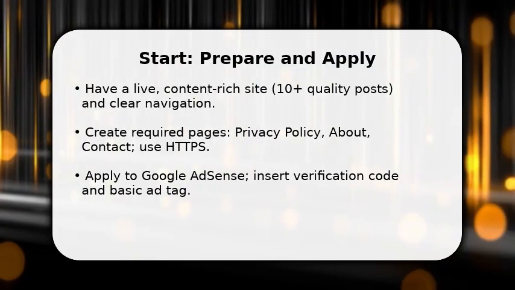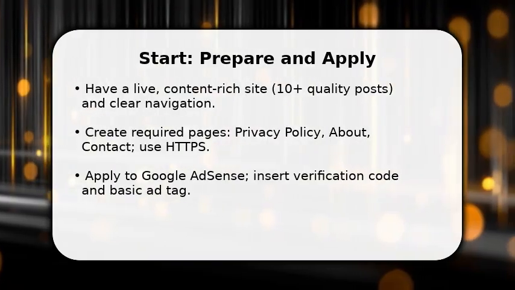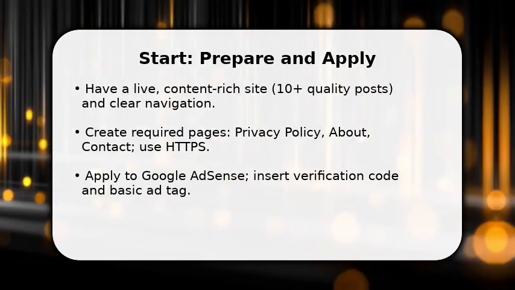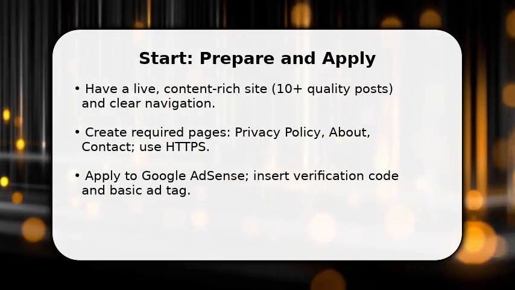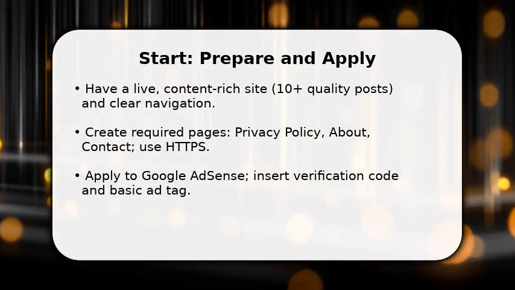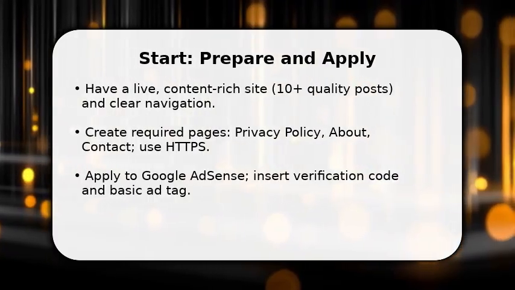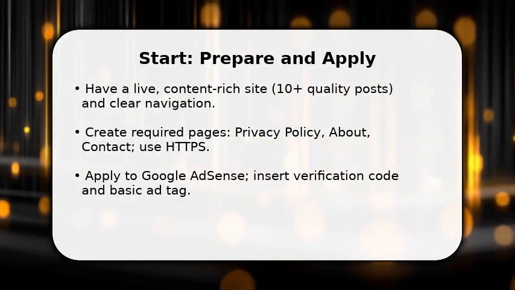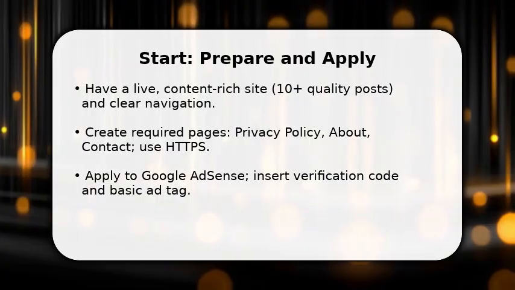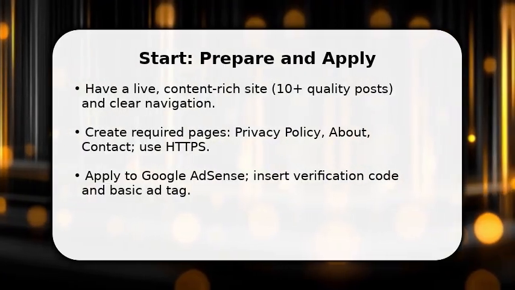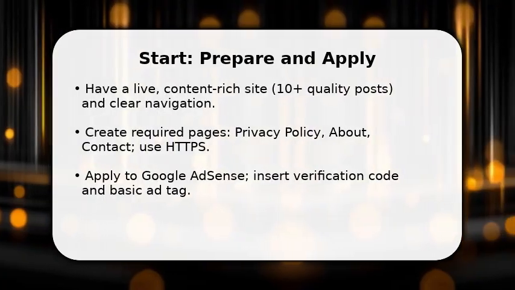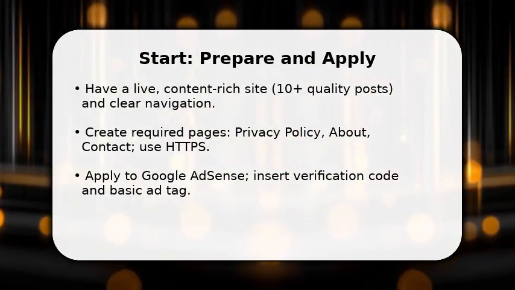You must get the essentials live and then act. Start with 10+ quality posts in a clear niche so Google can evaluate relevance. Once done, add privacy policy, about, and contact pages, enable HTTPS, and verify ownership. Then apply to AdSense and paste the verification snippet. Make sure the ad tag is on high-traffic pages. That first application and code placement begin the revenue process, so don't wait. Get it submitted and visible right away.